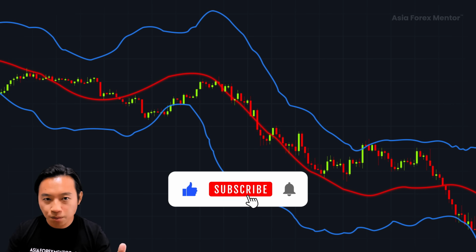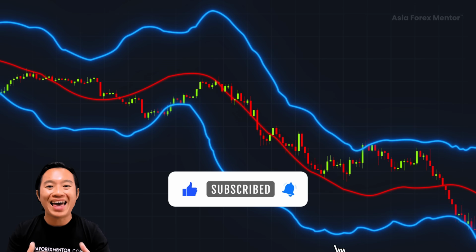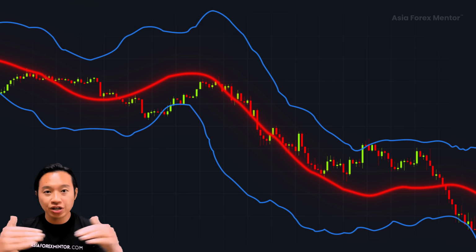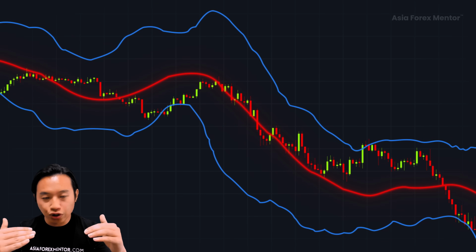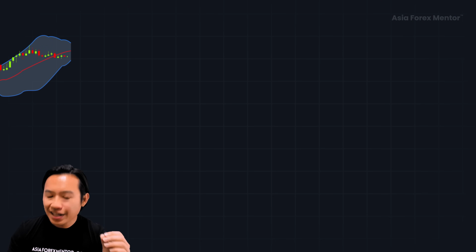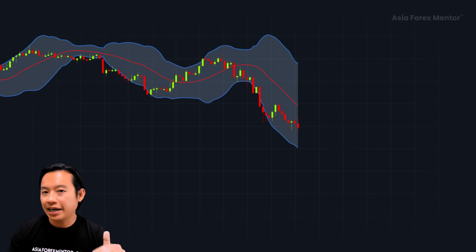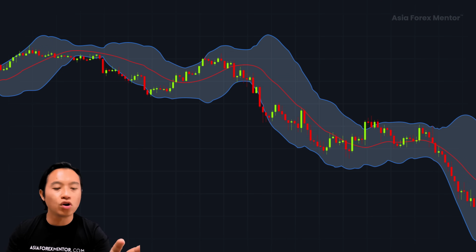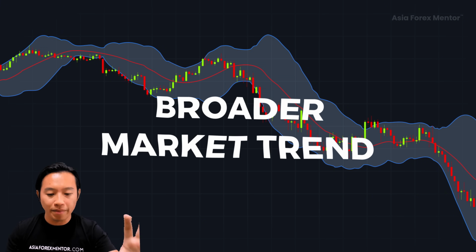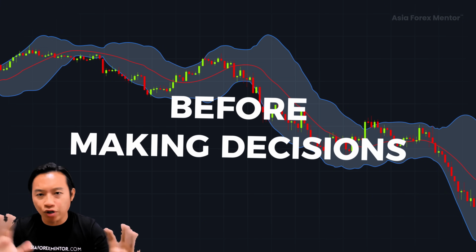So therefore, while the standard deviation helps you assess how far price has deviated from the average, it should not be solely relied upon for predicting reversals, like, oh, it's gone so low already, it's going to go up. No, it doesn't mean that way, right? But it is a useful tool to gauge market extremes, right? But you've got to always consider other factors and the broader market trend before making those decisions, which is something that we're going to show you.